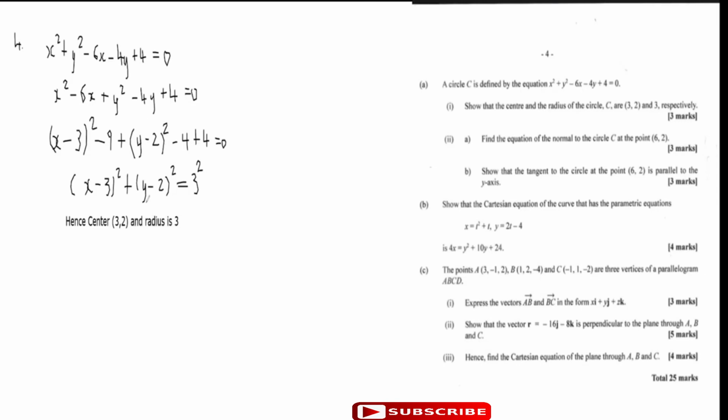Now let's look at the next part. It says, show that the tangent to the circle at 6, 2 is parallel to the y-axis. To do this question, I always like to draw a circle to see what's going on. I have a circle and the center of that circle is 3, 2. Then you have some point 6, 2. 6, 2 is directly here. Without even working out the question, I can see that the tangent is, of course, parallel to the y-axis.